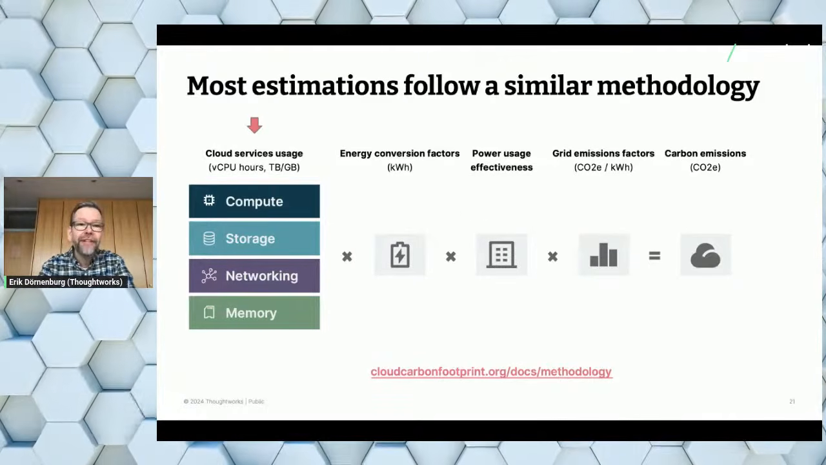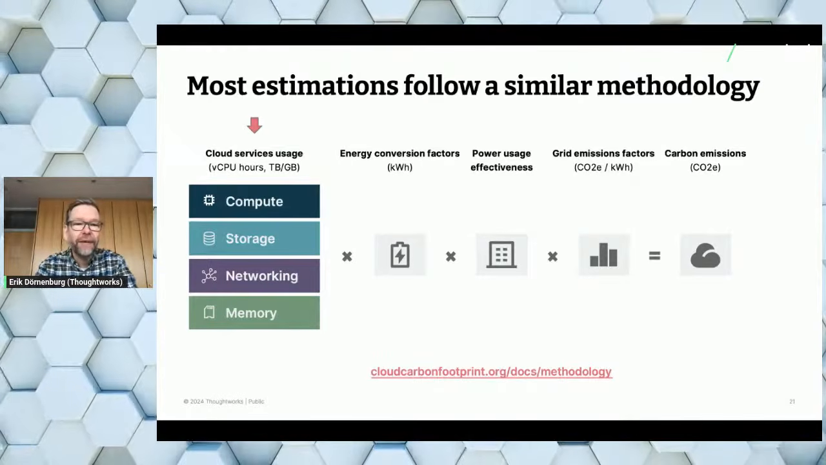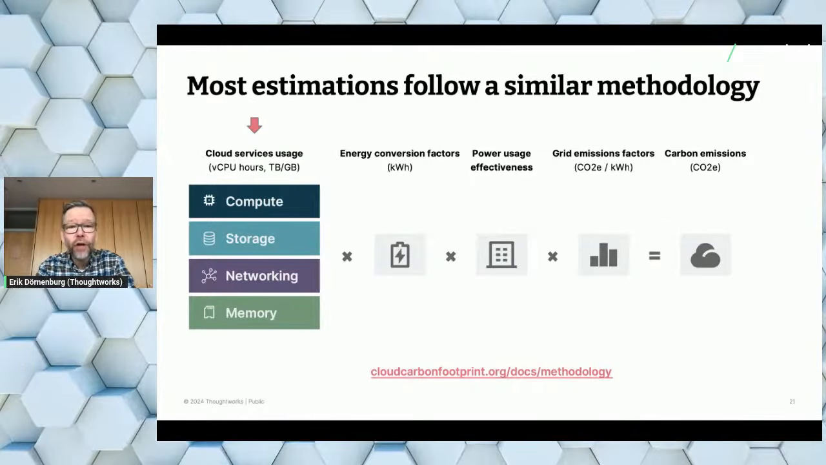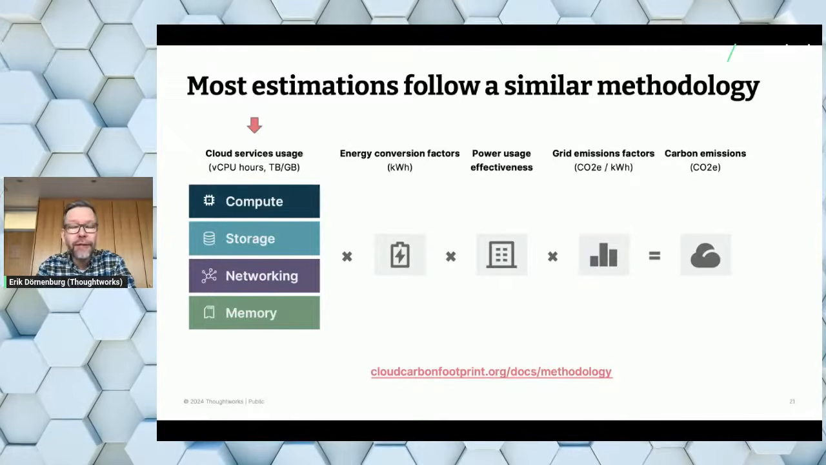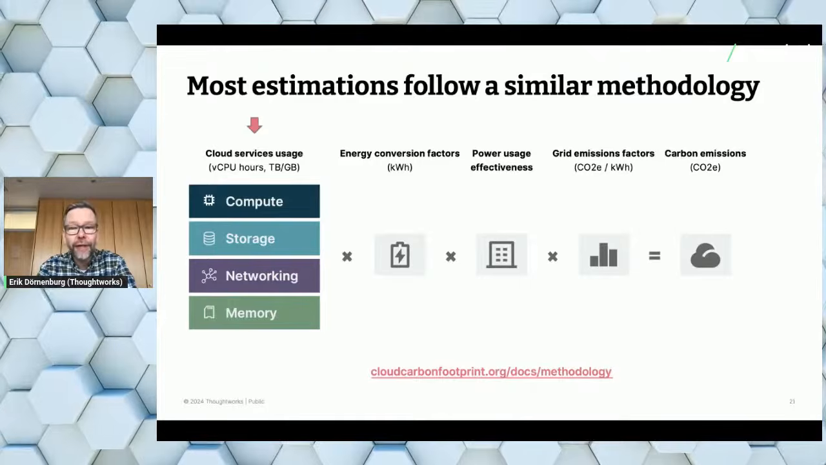And the methodology that all of these tools use, and I mentioned a couple of others, is very, very similar. So basically you're starting on the left-hand side and you look at the consumption. You look at compute and storage. This is what Etsy used initially. And then there are other components like networking and memory.